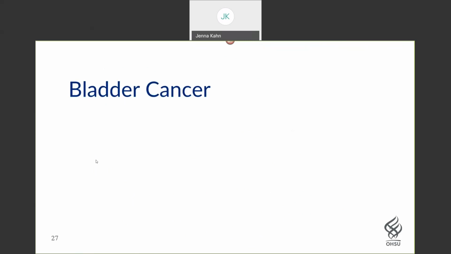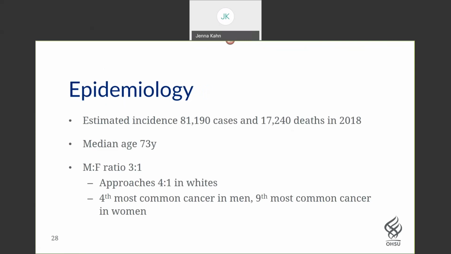So now that we've covered prostate cancer, we're going to move on to bladder cancer. There is an estimated 81,000 cases and 17,000 deaths in 2018. The median age for bladder cancer is 73. More males get this disease than females. And it's the 4th most common cancer in men, 9th most common cancer in women.